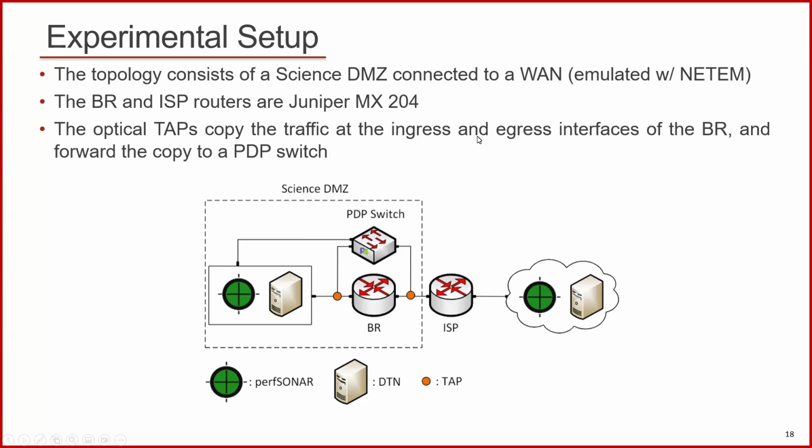We have a local Science DMZ, connected through the two routers to a remote WAN emulated using NetEm. And we have two optical taps that copy the packets entering and exiting the border router and forward them to the P4 switch. And again, the P4 switch will be reporting the measurements to the perfSONAR archiver.